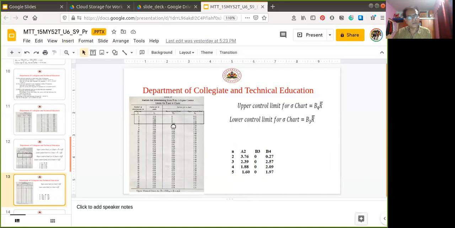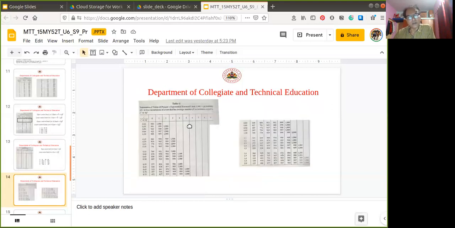Similarly here I have shown B3 and B4. The upper control limit for the sigma chart uses B4 into sigma bar. It should be sigma here. We will take the values for B3 and B4 from this table. By substituting these values in the control limits, we will get the lower control limit and the upper control limit.